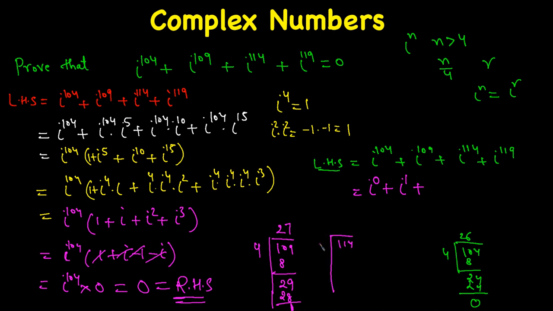114 divided by 4. 4 times 2 is 8. Left with 3. Bring down 4. 4 times 9, no, 4 times 8.